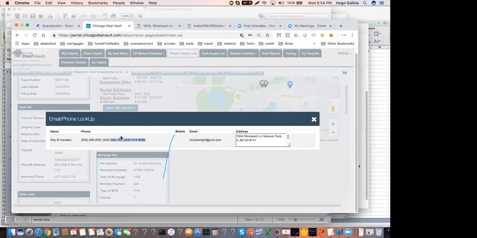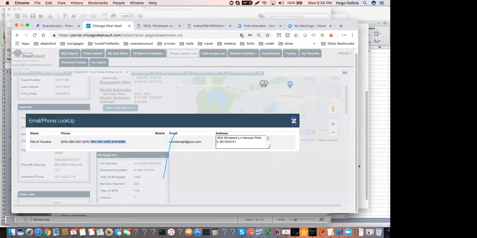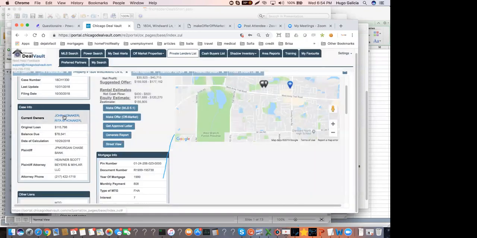Obviously, make sure that when you connect with the owners, you talk to the decision maker, whether it's Rita or John. When you get on the phone, you want to set up an appointment. That's the first thing. Let me give you a quick scenario. I'm gonna pick up the phone and say, call John, this is Hugh, I'm a real estate investor, and I understand you're going through the foreclosure process. I can help you buy your property cash and help you move on with your life.